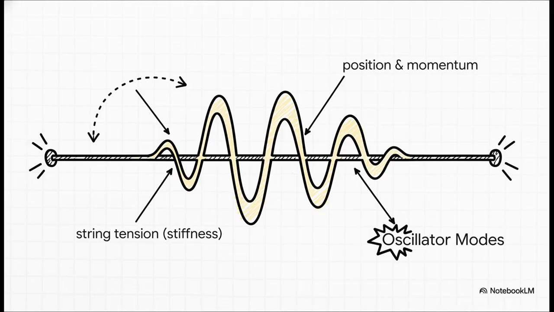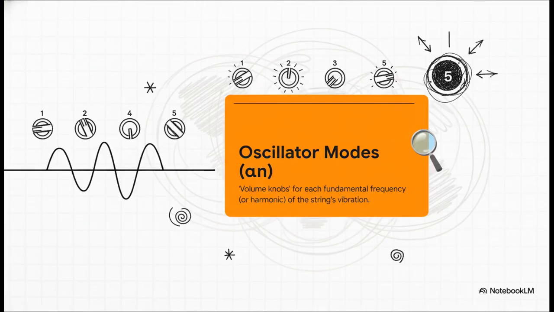You've got some terms for the string's general motion through space. That's its position and momentum. Then there's a term for the string's tension, basically how stiff it is. But the most important ingredients, the real secret sauce, are these last ones, the alphas. These are called the oscillator modes. These oscillator modes, this is the heart of the whole recipe.